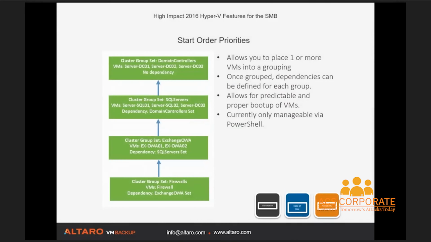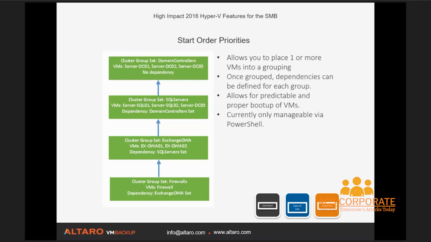Feature number 3 for today. This is another favorite of mine, especially when I'm thinking about SMBs. Start order priorities. Start order priorities is a feature that we've had in the past with failover clustering and Hyper-V, but not really to this degree. We've always been able to define workloads that are more important than other workloads inside of a failover cluster, but this, like I said, takes it to the next level.